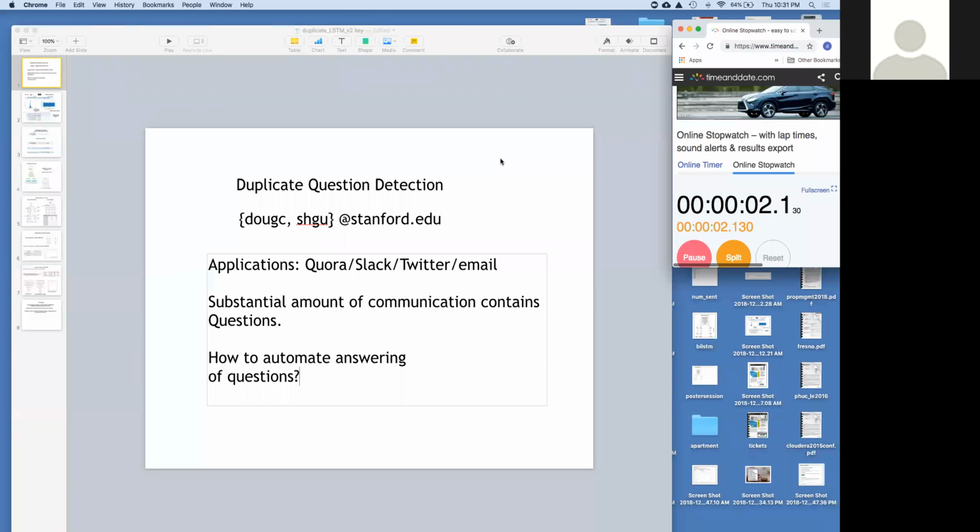We picked the duplicate question detection problem for our CS230 final project. We motivate the application by the fact that there are a lot of applications today, including Quora, Slack, and email, that have a substantial amount of questions in them. If we wanted to automate question answering, the first task would be duplicate question detection.